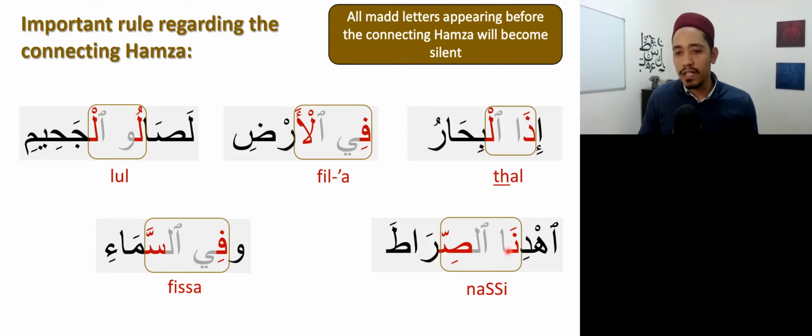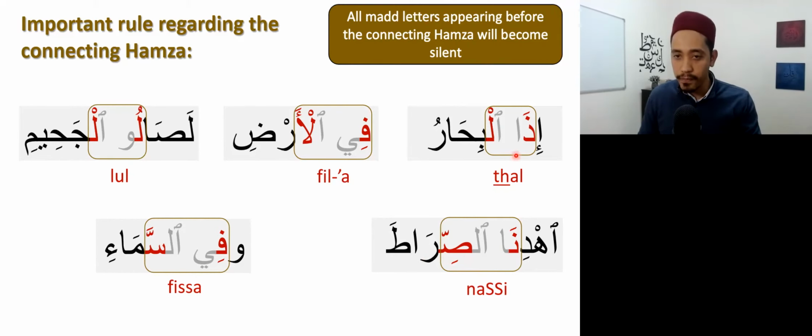Why is that mad gone? Okay, I know the connecting Hamza is gone because it's in the middle of the sentence. The lam is gone because it's a sun lam. There's nothing on the lam, and the shadda after, so I know that lam is skipped. Connecting Hamza gone. The lam is gone. The mad is also gone because it's coming before a connecting Hamza. The connecting Hamza goes down and it takes the mad with it. Ihdina as-sirata al-mustaqim. Here we go.